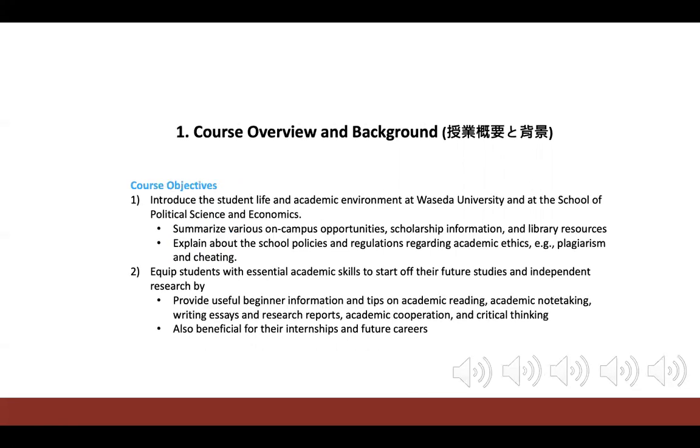As an advanced teaching assistant, I was involved in the planning and the implementation of this course. The Basic Seminar has 2 most important objectives. The first objective is to introduce the students to campus life and academic environment at Waseda University and at the School of Political Science and Economics. To do so, we have to do 2 things. First, summarize various on-campus opportunities, scholarship information, and library resources for the students. And secondly, explain the school policies and regulations regarding academic ethics, for example, plagiarism and cheating.